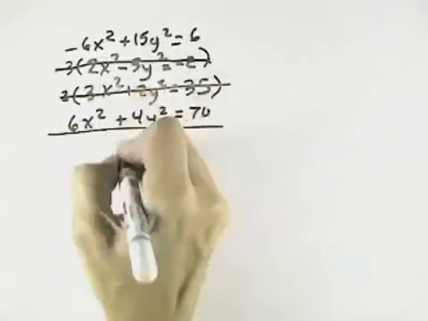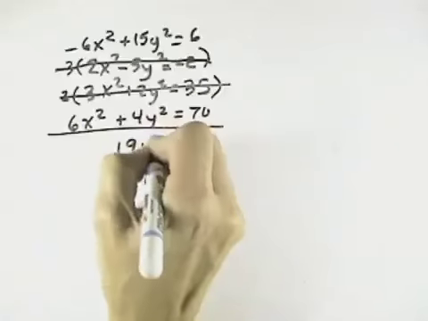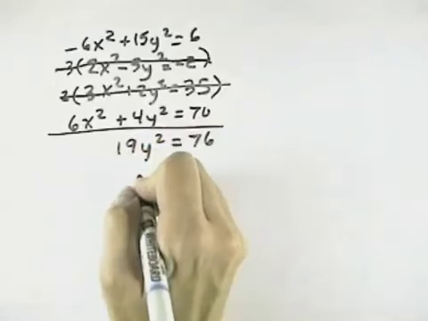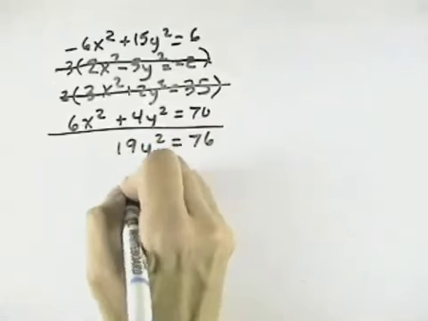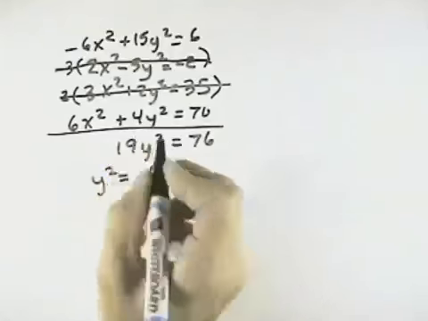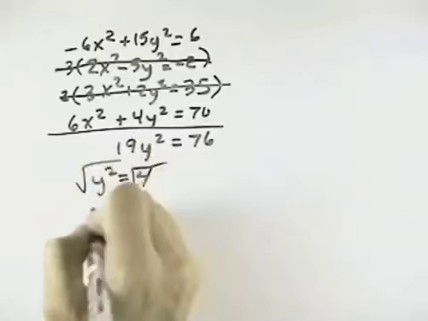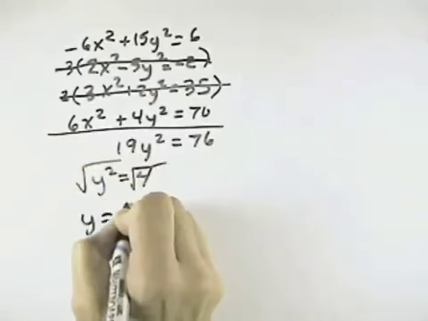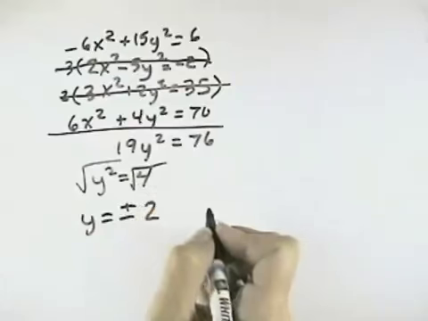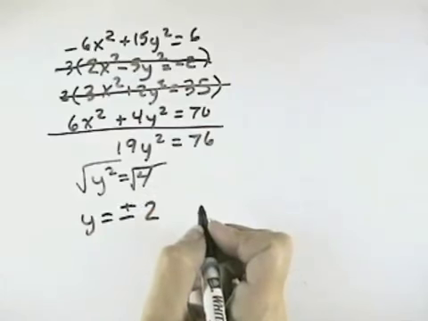So that when I add these, I can see that the x squareds drop out, and what I have is 19y squared equals 76. So since 19y squared equals 76, I can divide both sides by 19 to get y squared equals 4. Taking the square root then of both sides, I'll have y equals, I have to remember it's positive and negative square root of 4, which is positive and negative 2. So I have two solutions for y.